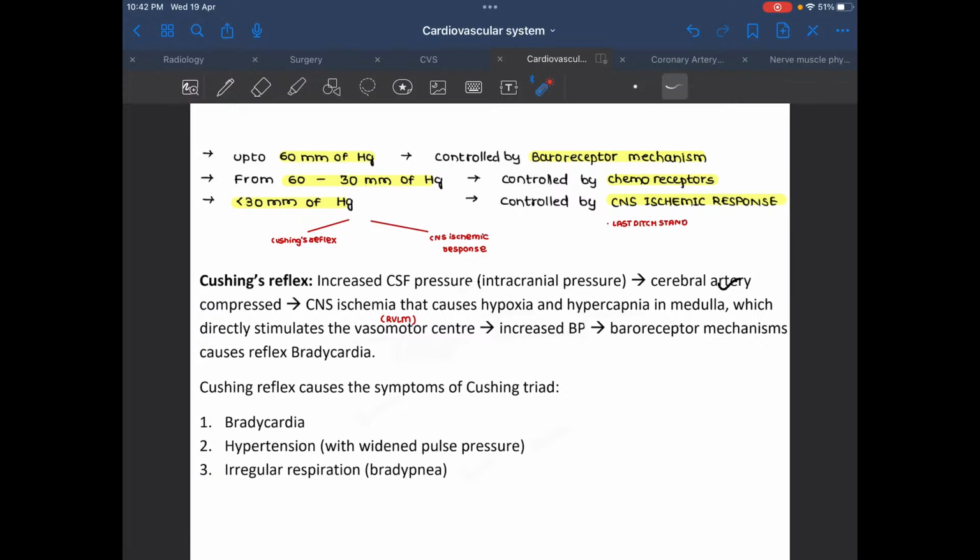We're going to see three responses in the Cushing reflex. The first one is bradycardia, mediated by the baroreceptors. We have hypertension, which is due to the RVLM, which was suffering the hypoxia because it's very sensitive to hypoxia. And the last one is irregular respiration, that is bradypnea. If it is mediated due to increase in ICP, then that's known as Cushing reflex. If it is due to decrease in the blood flow through your cerebral vessels, then that is known as a CNS ischemic response. Just remember, it's a last ditch stand, triggers at less than 30 millimeters of mercury.